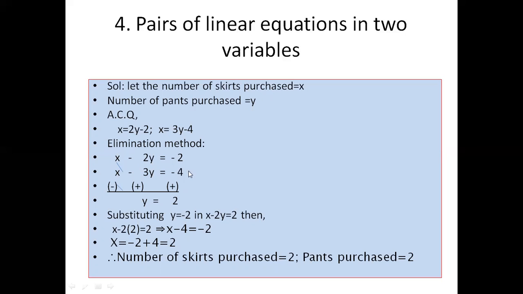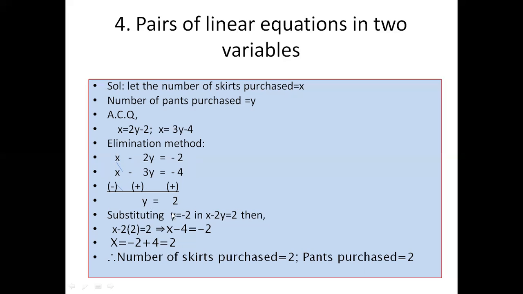When you subtract the equations, this plus x will change to minus, then minus 3y changes to plus, and minus 4 changes to plus. So both plus x and minus x cancel, and minus 2y plus 3y gives y. So y is equal to minus 2 plus 4. That means you subtract 2 from 4, and the 4 is positive, so the answer is 2. So y is equal to 2.